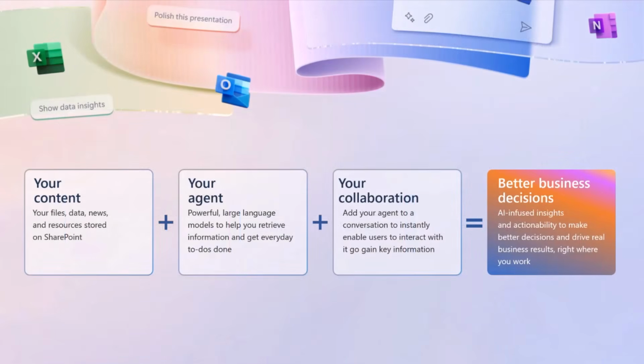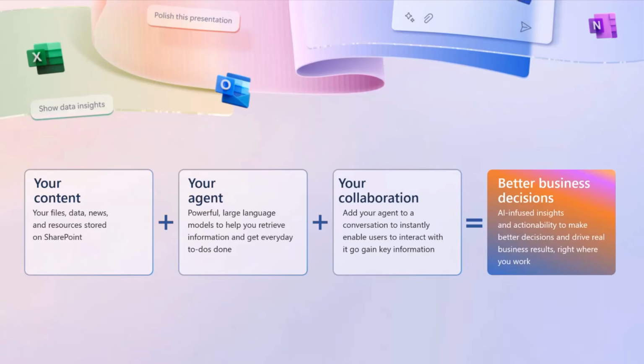In our case, we really want to focus in this series on the fact that your content, your files, your data, and news and resource storage in SharePoint can evolve and get better with the agent, because the agent is a powerful large language model which helps you retrieve the relevant information from that source material. And then, of course, you are in the collaboration. You're the one operating the agent based on your business needs and whatever information is relevant for you, and this drives better business decisions.